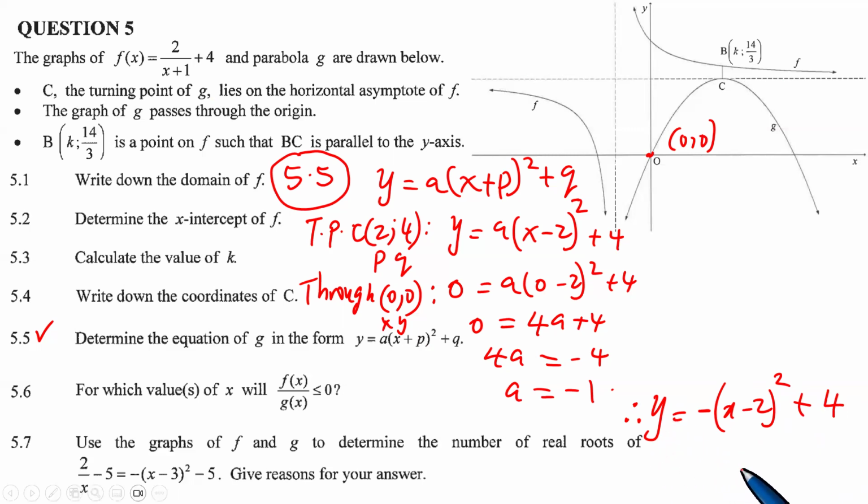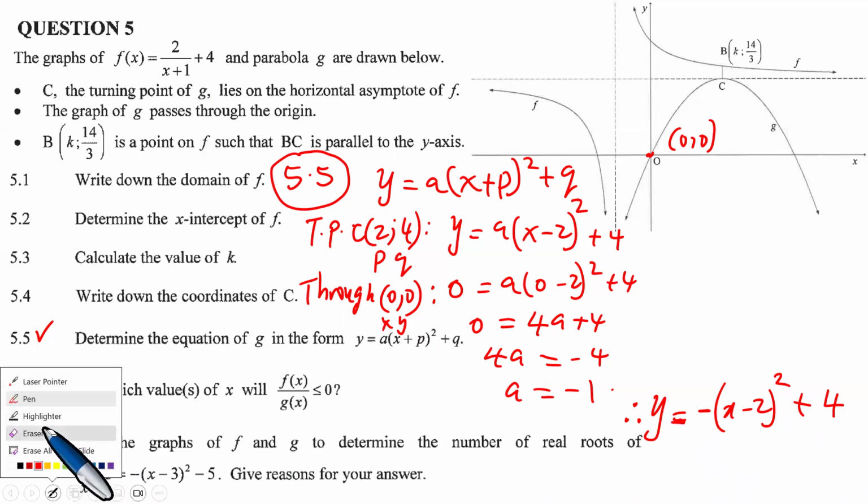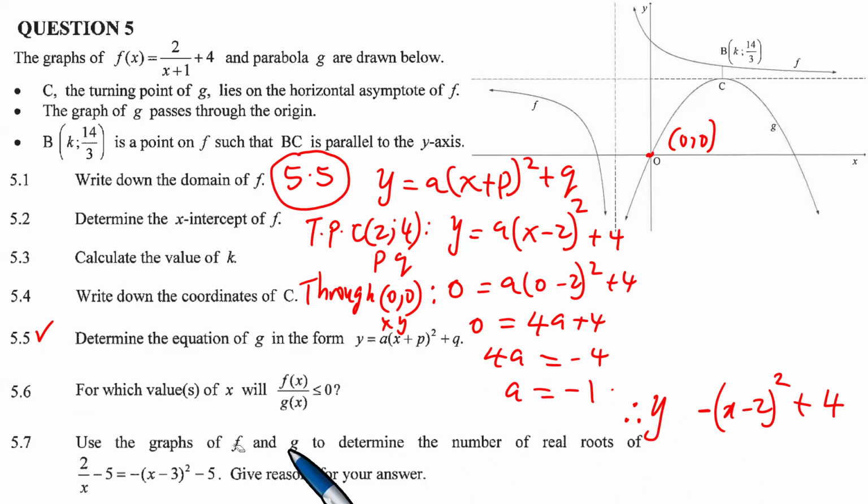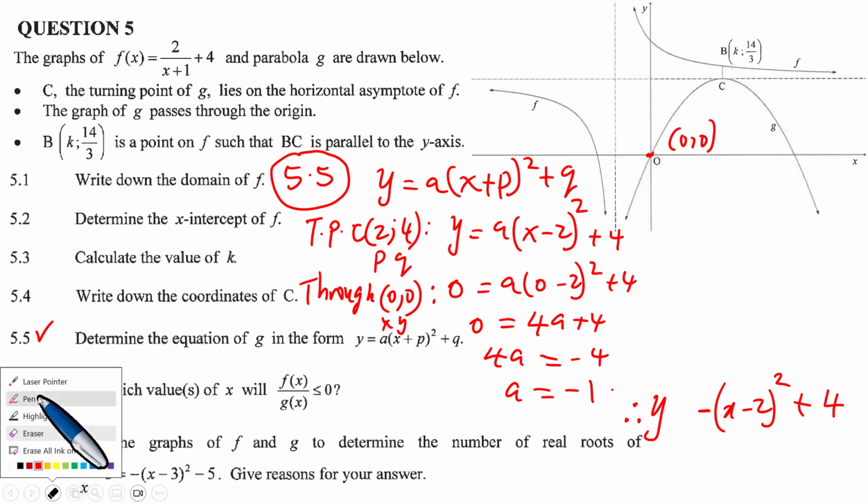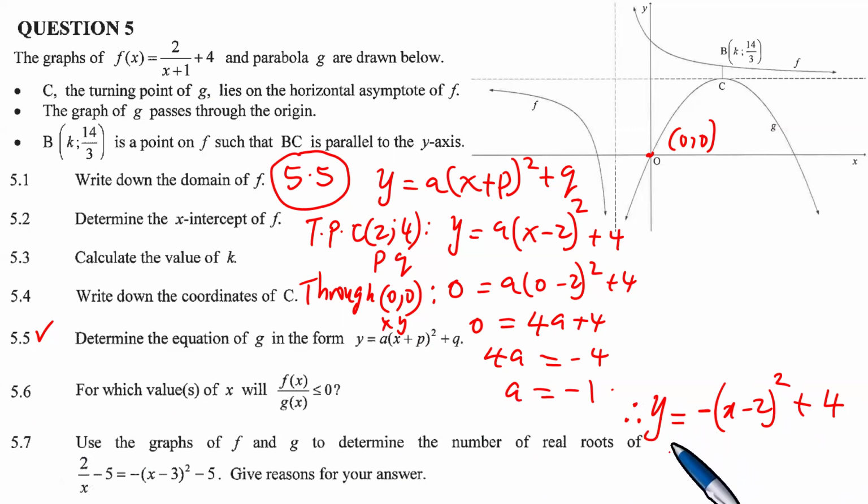So this is the answer. It is minus (x minus 2) squared plus 4, just like that, as written here. We were to determine the equation of G in that form. In other words, the equation of G in the required form is y equals minus (x minus 2) squared plus 4. Next thing is we need to do 5.6.